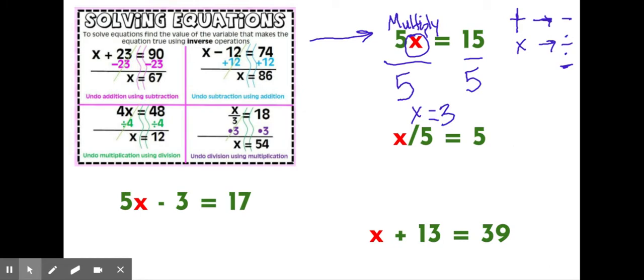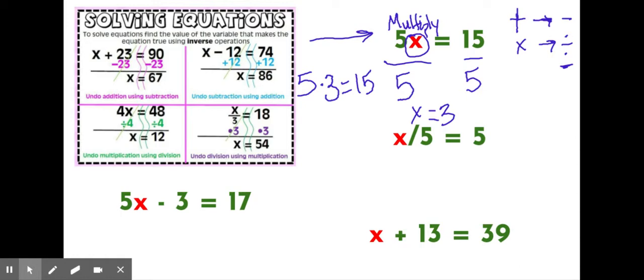Now I can check that by taking this value of x and substituting it back in. So I can take 5, and I'm going to substitute in 3 for that x. So instead of writing x, I'm going to write times 3. And then I'm going to see, does that really make it true? Is 5 times 3 15? Yes, it is. So I know that's true.